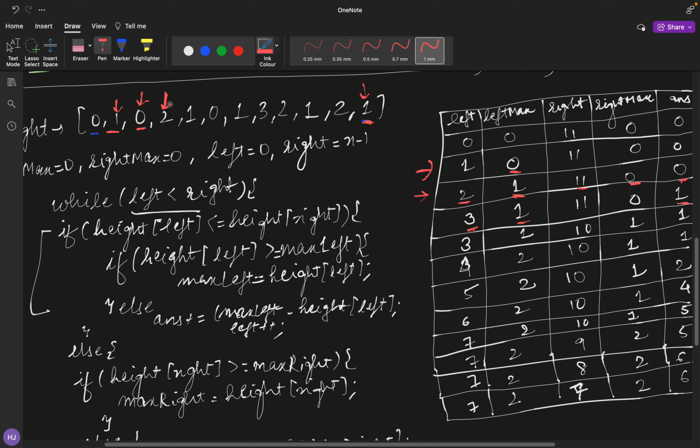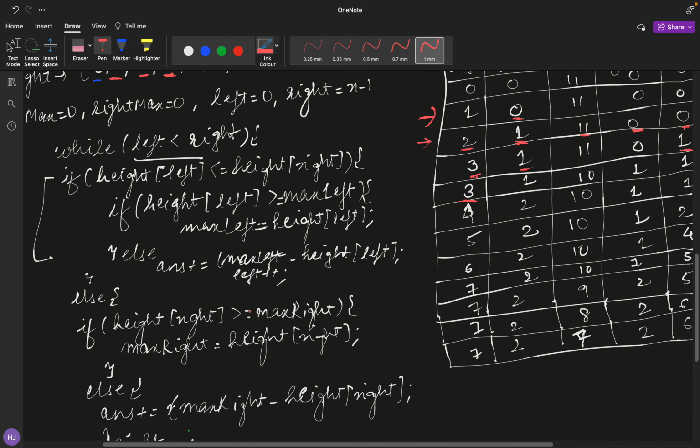So I have come up with this, and my right is over here. So is my left, that is my 2, less than or equal to 1? No. So the left part I will not traverse, I will compare my right. So is my 1, is 1.